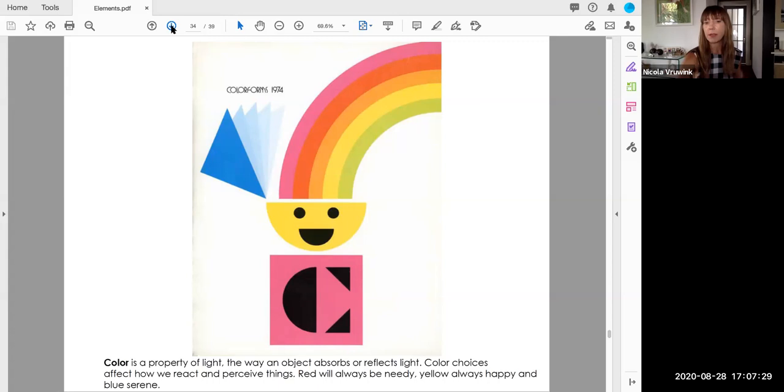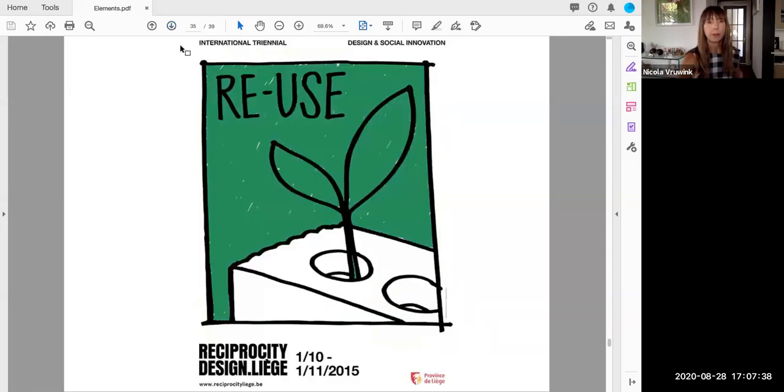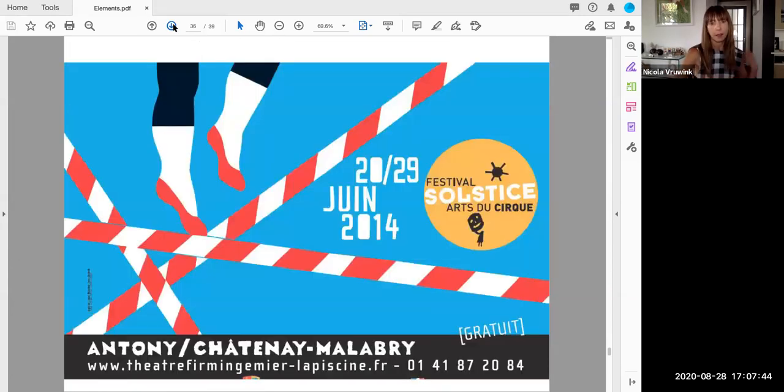Red is always gonna be that needy call to attention, and yellow is always gonna be happy. It can also be caution, right? And blue is generally thought to be serene. So here we see green being used for this idea of recycling or reuse or nature or earth. I love this use of the primary colors. We've got blue, red, and yellow. And this use of yellow not only looks like the sun, but it's indicating that this information contained within this yellow circle is important and that we should pay attention to it.